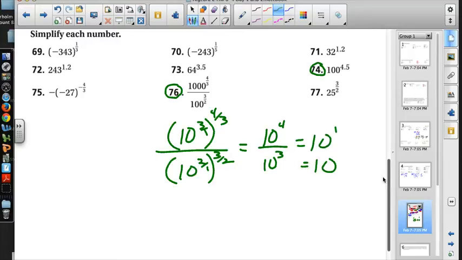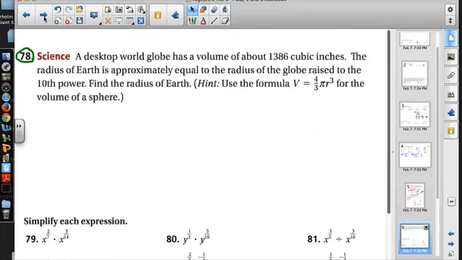So really about the bases there, getting those bases to match up. And on the next slide here, we've got another word problem. And this one: a desktop world globe has a volume of about 1,386 cubic inches. The radius of Earth is approximately equal to the radius of the globe raised to the 10th power. Find the radius of the Earth.